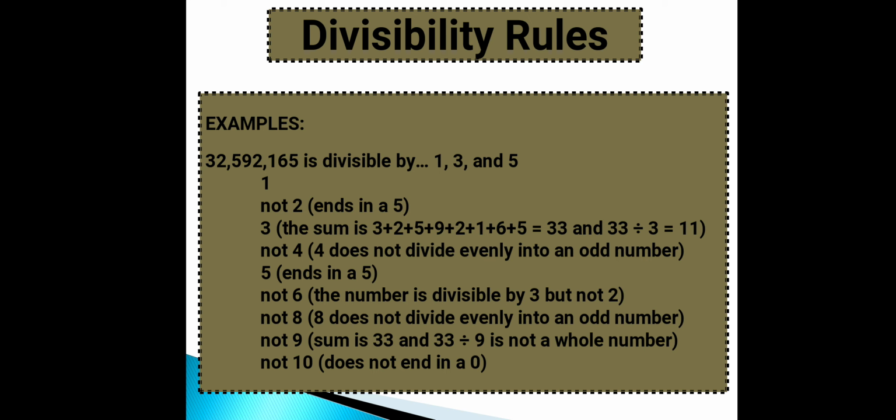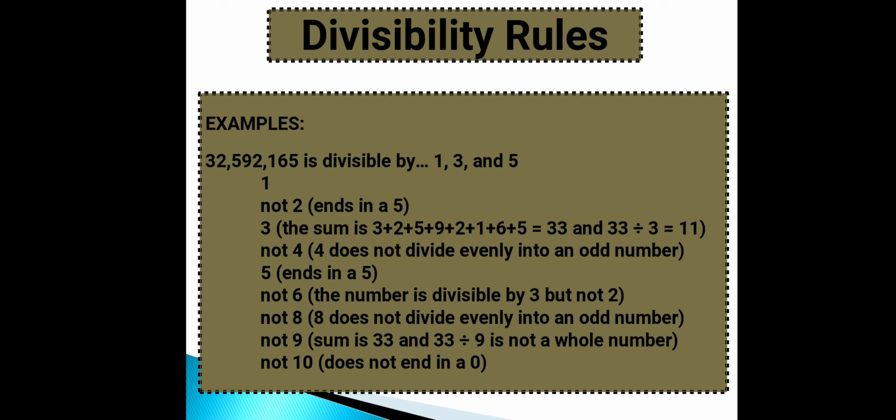3 plus 2 is 5, 5 plus 5 is 10, 10 plus 9 is 19, 19 plus 2 is 21, 21 plus 1 is 22, plus 6 is 28, plus 5 is 33. And 33 is in table 3. 33 divided by 3 equals 11. So this number is divisible by 3. Not 4. Why? Because 4 does not divide evenly into an odd number. We can't divide any odd number by 4.